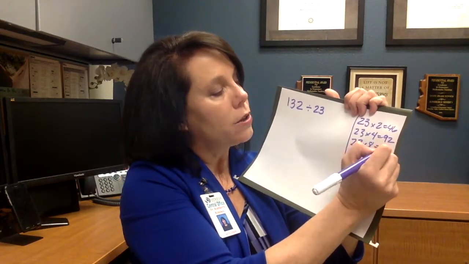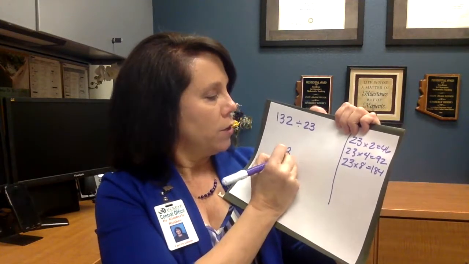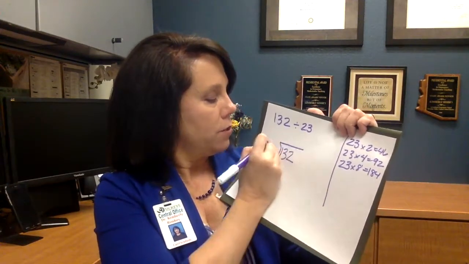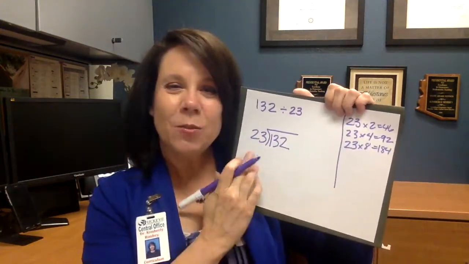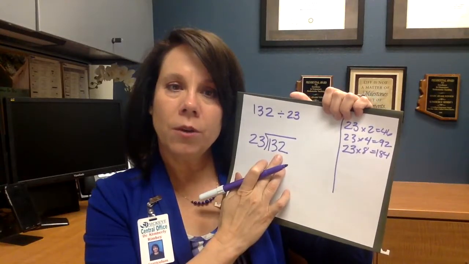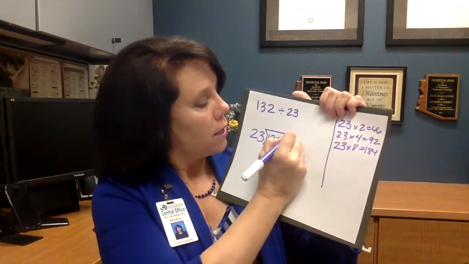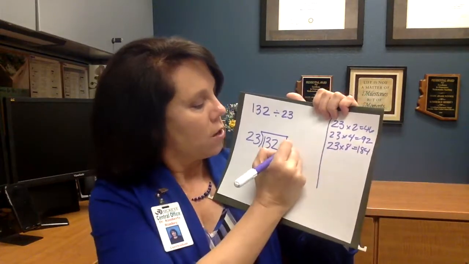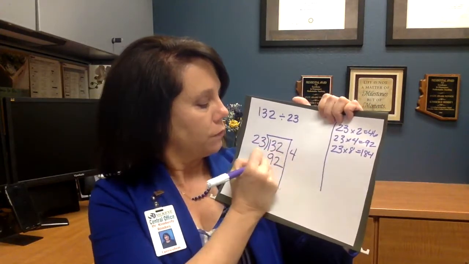23 times 8. Double 4 is 8. Double 92 would be 184. Oops, that's too much. So maybe I'll start out by just using 23 times 4. So I'll rewrite 132 divided by 23. That's the vinculum, the house, if you will. And so we're going to look at how many times does 23 go into 132. Let's see, I know that I could go in 4 times. So let's just put this little multiplication line here. It can go in there 4 times, and 23 times 4 gave me 92.